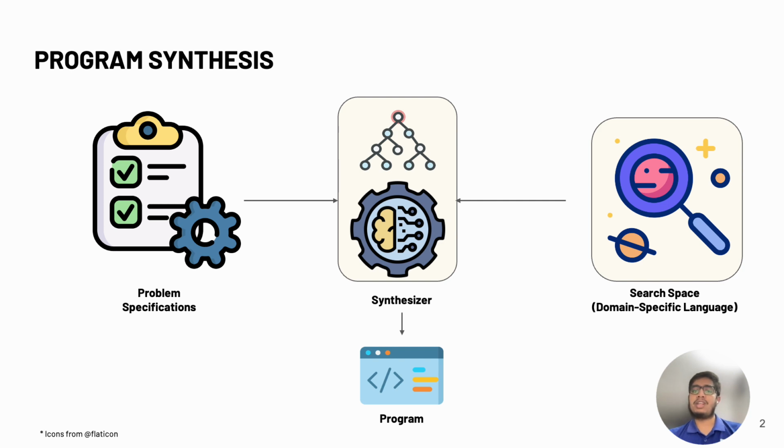How does a user express intent? It can be expressed in various ways, like logical expressions, input-output examples, natural language, partial programs, etc. So how do we define the success space? We define the success space through a domain-specific language, or DSL. So the synthesizer needs the problem specification and the DSL to generate a program as output.